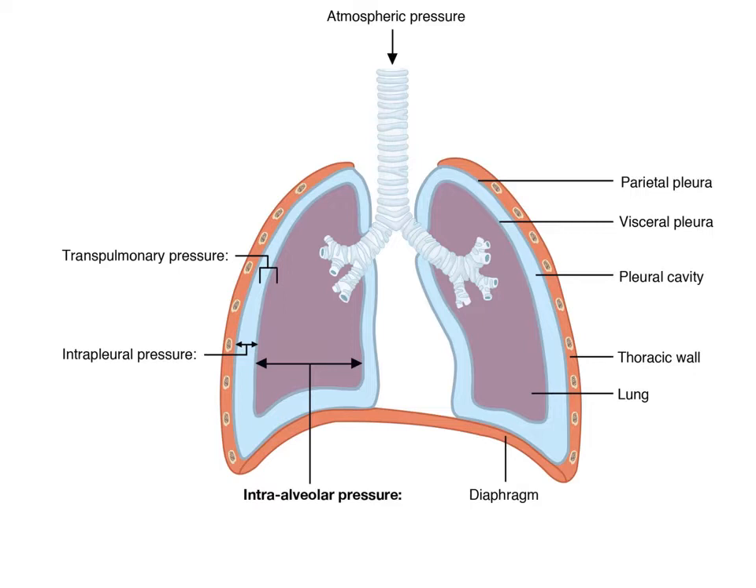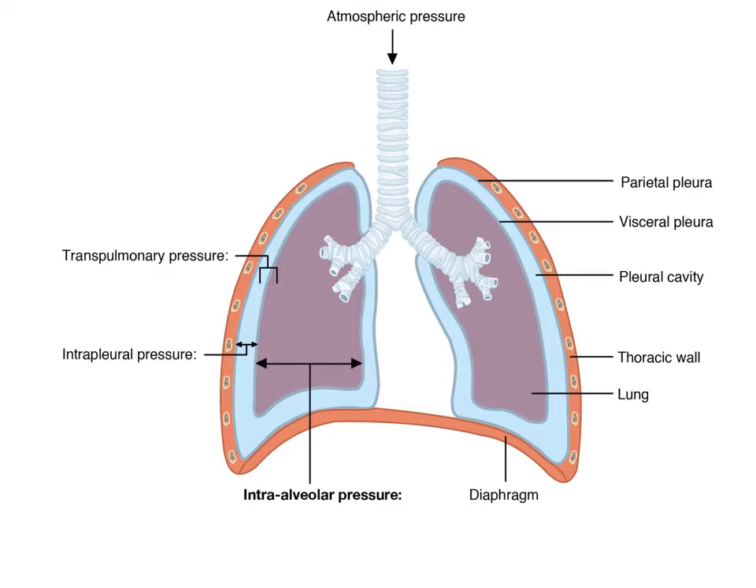This space has a pressure which is called the intrapleural pressure. Intra means inside, right? So the intrapleural pressure is the pressure within the pleural cavity, that is, between the visceral pleura and the parietal pleura. And within the alveoli, within the lungs, that pressure is called the intra-alveolar pressure. That is the pressure within the lung.